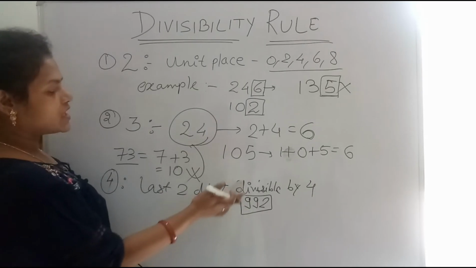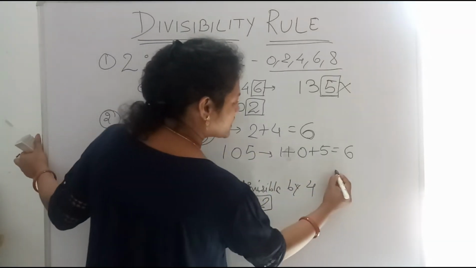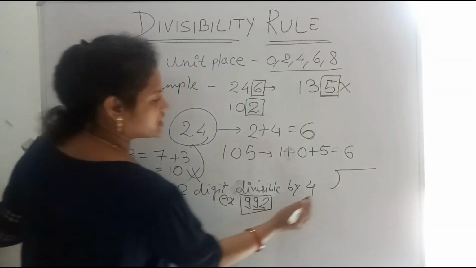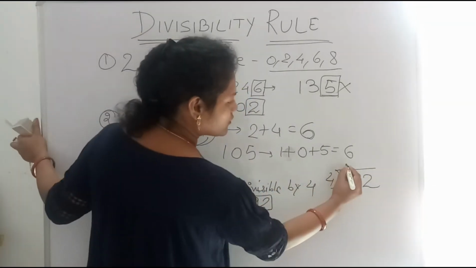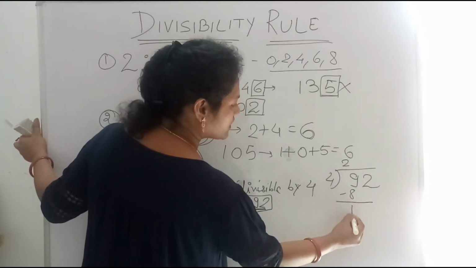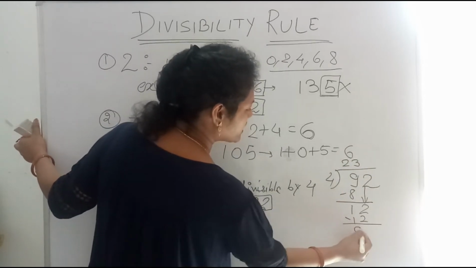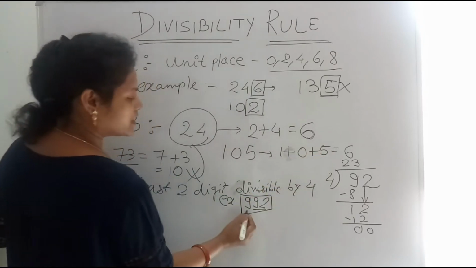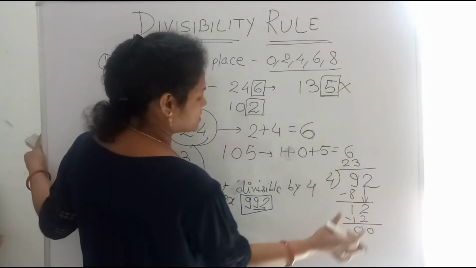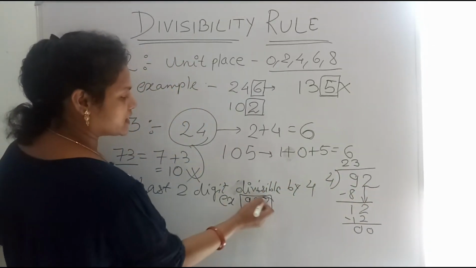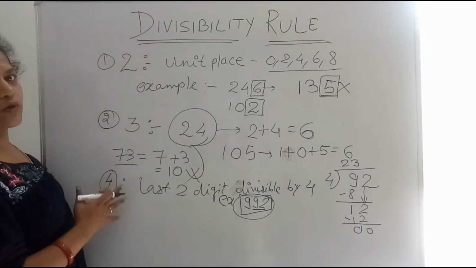I have to check whether this is divisible by 4. So what will I do? I have to see the last two digits, which are 92. I will check whether 92 is divisible by 4 or not. So 4 twos are 8, okay, 1 carried here and 2 will come, and 4 threes are 12. Yes, I am getting the remainder as 0. It means the number 992 is divisible by 4. Why? Because the last two digits are divisible by 4. So ultimately this number is divisible by 4. So this is the rule for 4.